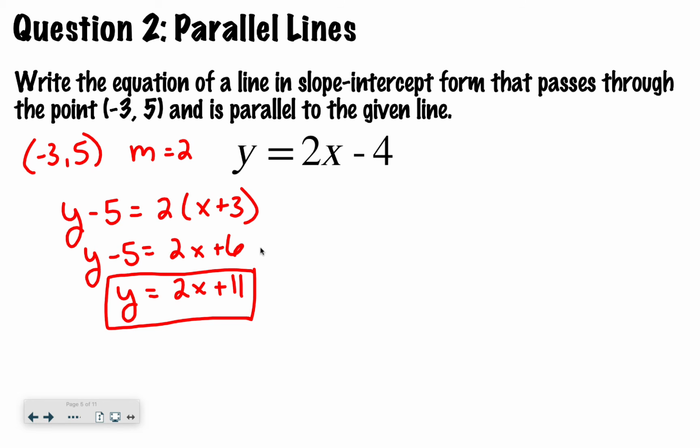Okay, hopefully you ended up with y equals 2x plus 11. So the way I got that was I kept my slope of 2. I used my point (-3, 5), plugged that into point-slope form. So I said y minus 5 equals 2, and then in parentheses, x minus a -3, which becomes x plus 3. Then I distributed my 2, so this became 2x plus 6. Then I added 5 to both sides, and that's how I got 2x plus 11.